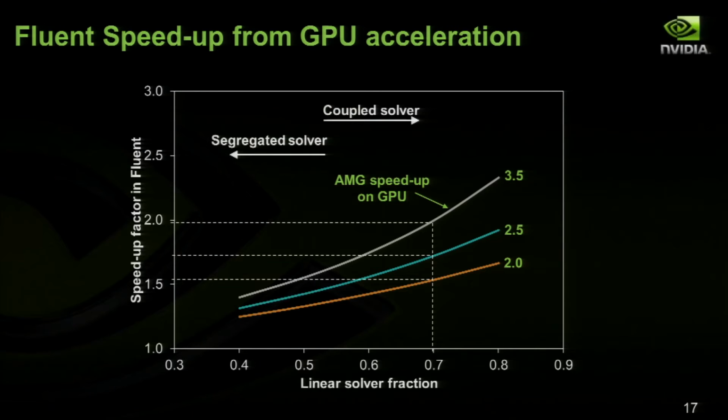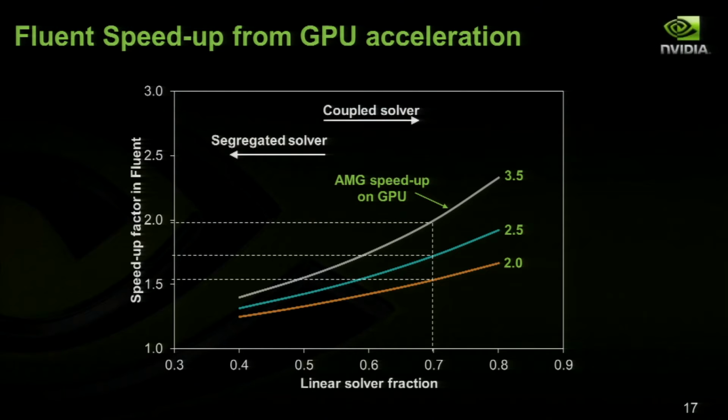So what can you expect in ANSYS Fluent? What kind of speedups can you expect? This chart explains the linear solver fraction that you are sending to the GPU. For example, if 70% of your time is spent on AMG, and you send this to the GPU, and if the AMG algorithm on the GPU gets accelerated, let's say by 3.5x, you can get a 2x Fluent speedup. That means what used to take 2 hours now only takes 1 hour.